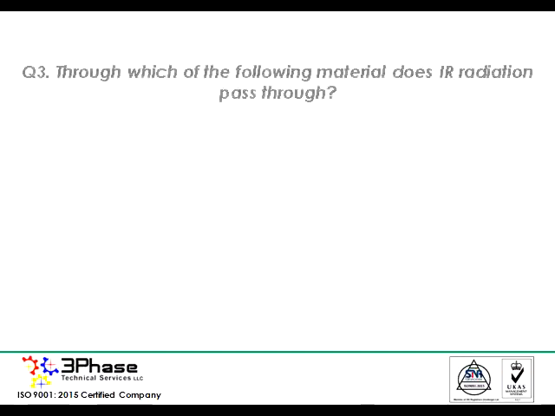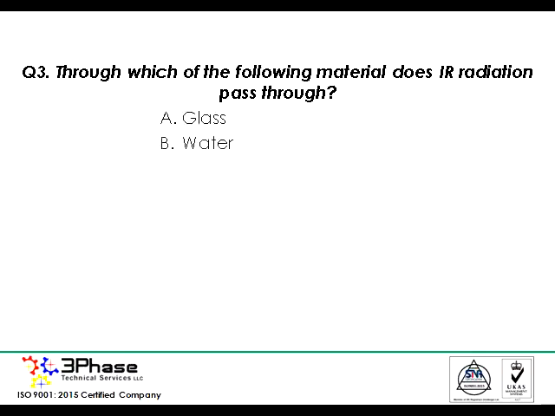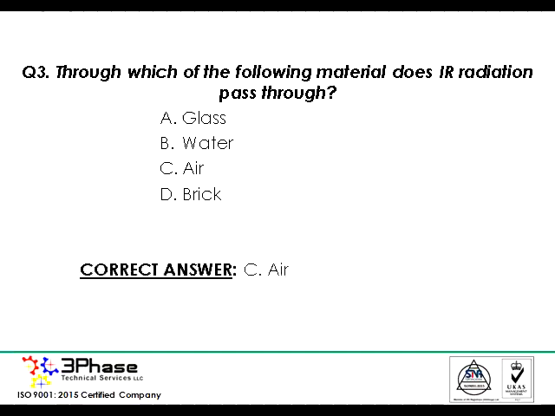Question 3. Through which of the following materials does infrared radiation pass through? A. Glass. B. Water. C. Air. D. Brick. The correct answer is C. Air.